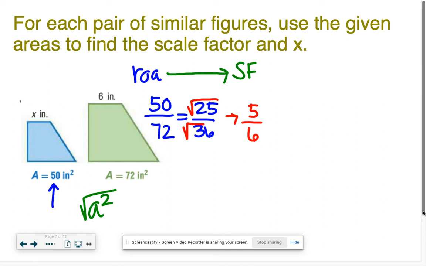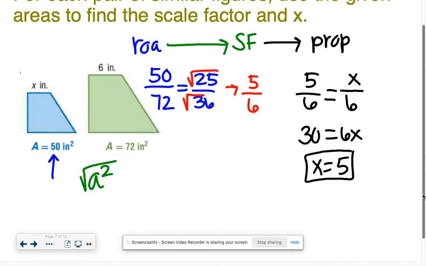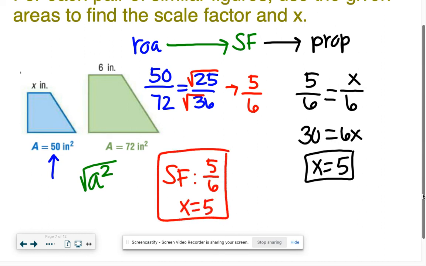And then from here, we write our proportion to find our missing side. So we're going to have 5 over 6. Do we know the smaller side length? Nope, it's our x. And then our bigger one is 6. So we're going to have 30 equals 6x. Divide out, x equals 5. So we wanted to maybe organize this a little bit more here. The answers we were looking for, our scale factor is 5 to 6. X equals 5. That's the side we found. Perfect.